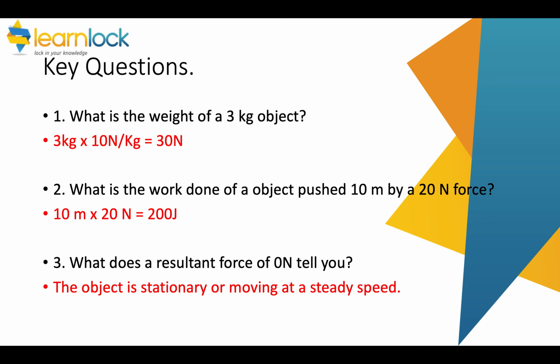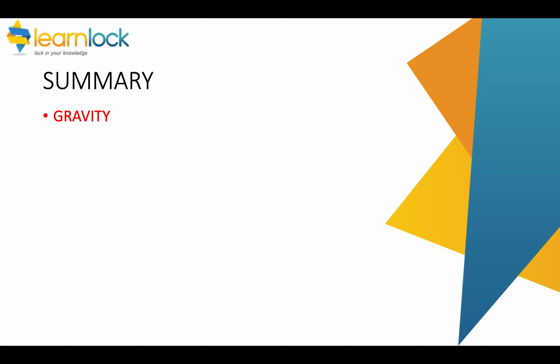What does a resultant force of 0 newtons tell you? Well, it tells you that either the object's not moving or it's moving at a steady speed, so the forces are balanced. In summary, we've looked at gravity.